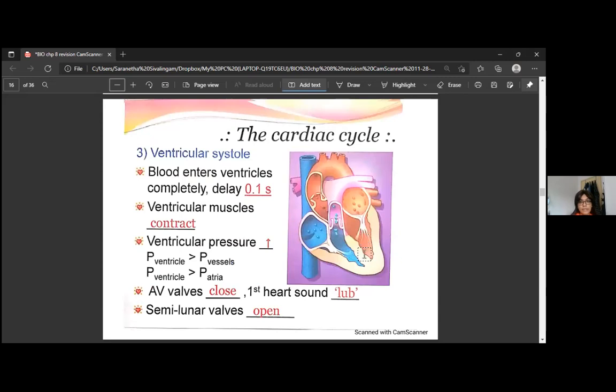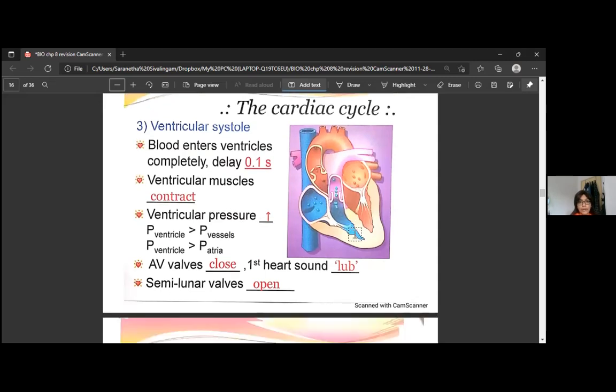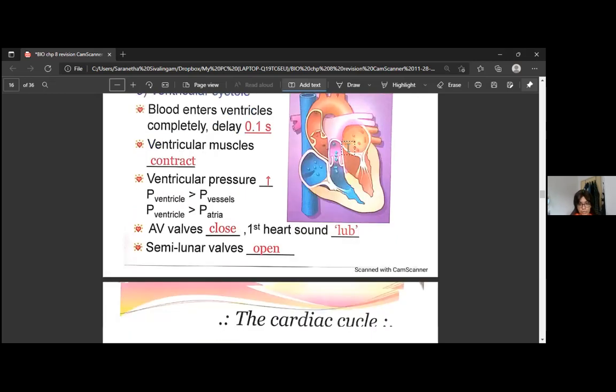The blood enters the ventricles completely, and there's a delay of 0.1 second. The 0.1 second delay is to ensure that all the blood from the atria has completely flowed into your ventricles, to prevent the overlapping of the atrial and ventricular systole. So because of that, your ventricular muscles contract and the pressure increases. So now the pressure in your ventricles is greater than in the vessels and in the atria. So the AV valves close and the semilunar valves open.